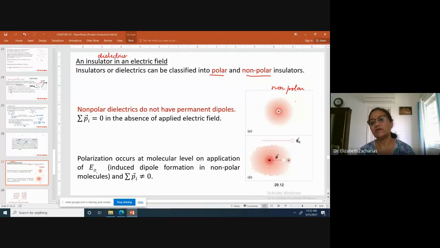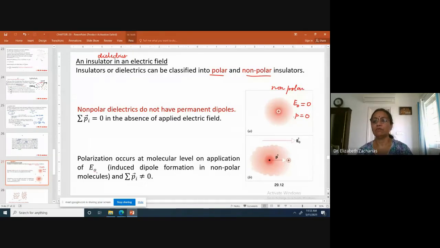You can see that when the electric field is zero, when there is no electric field, you are seeing the nucleus, and around it, the pink shadow is the electron cloud. If you see the symmetry, there is a great symmetry between the two, or the center of the nucleus and the center of the electron cloud will coincide. Therefore, polarization or dipole moment is zero.